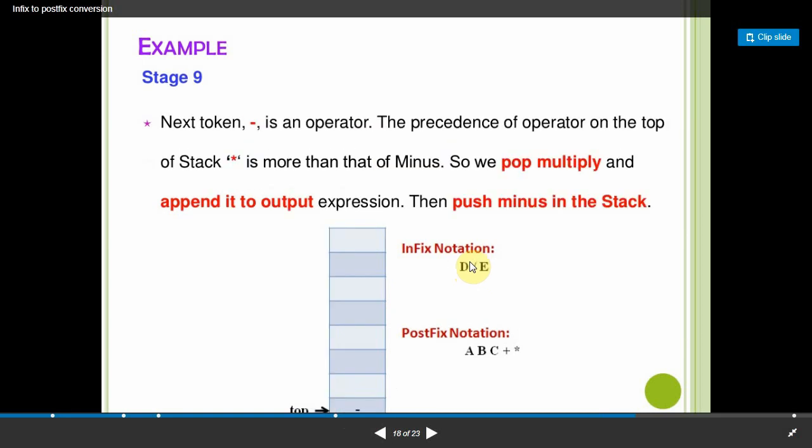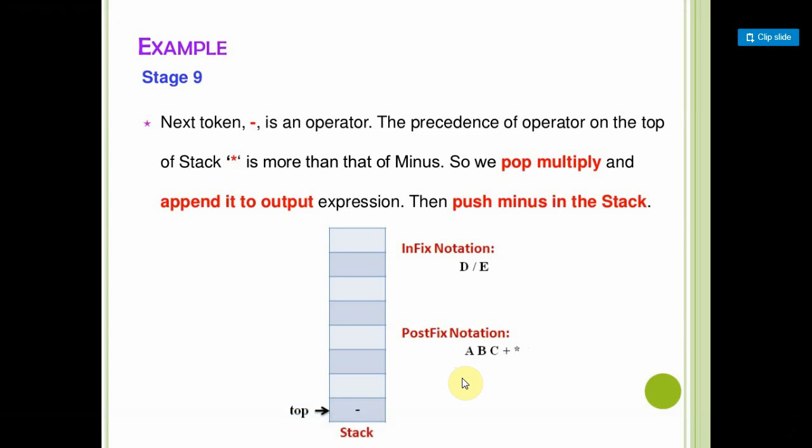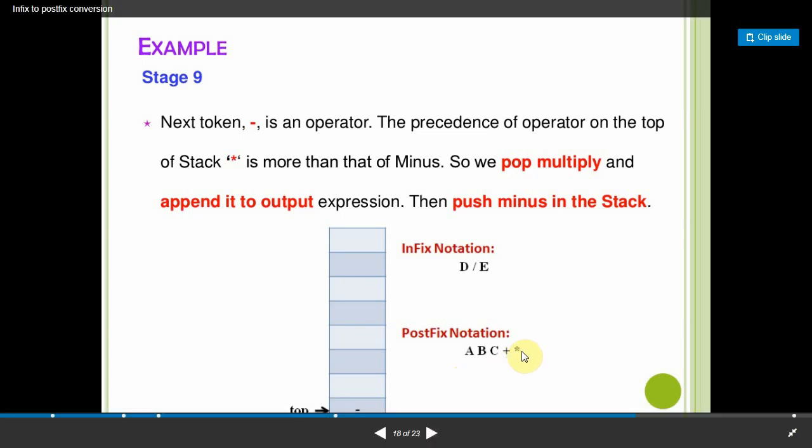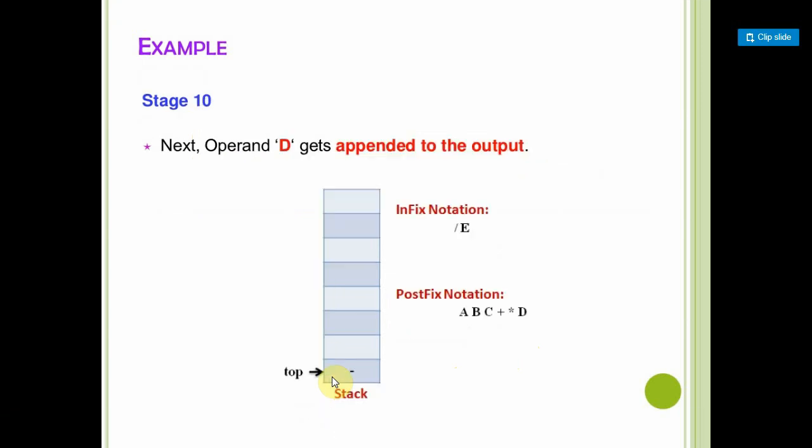Then what do you have to do? You have to pop the star and add it to the output expression. And you have to compare whether there are any operators left which have higher priority than the input operator. After popping the star, there are no elements in the stack, so the stack will be empty, and finally you can push the input operator minus to the stack and go to the next step.